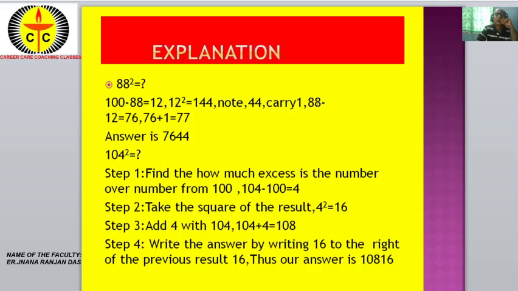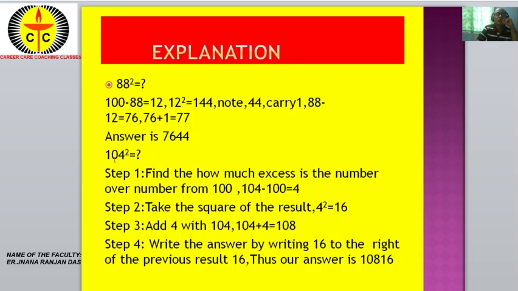Then subtract 12 from 88, and this becomes 76, and then add 76 with the carry 1, that is 77. And your answer is 7744.